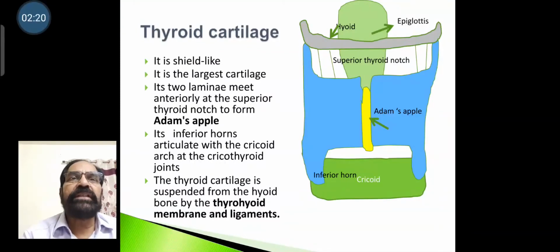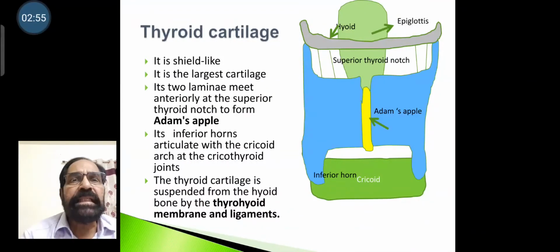So first we will start with thyroid cartilage. Thyroid cartilage is shield-like for the larynx. It is the largest cartilage. It is having 2 laminae. The blue ones which are shown are the laminae, quadrangular in shape, and they meet anteriorly at the superior thyroid notch. In the upper border you can see one notch, that is superior thyroid notch, and that angle where they meet forms Adam's apple.